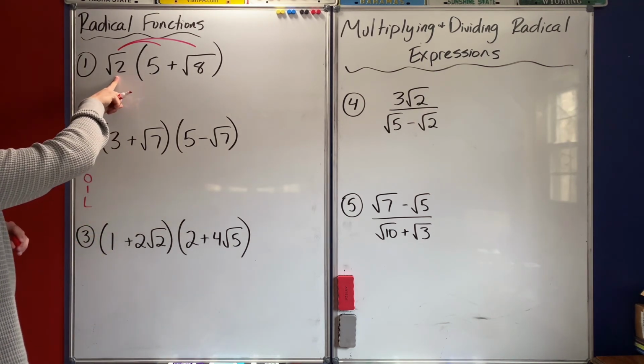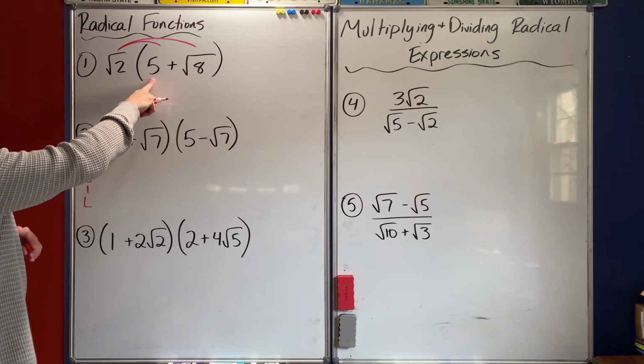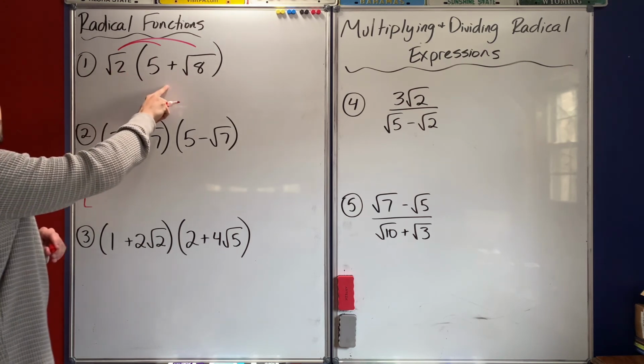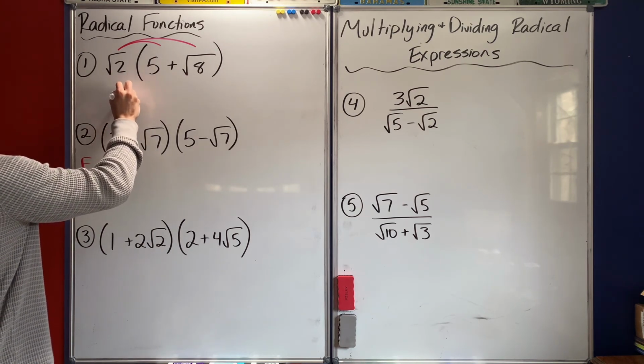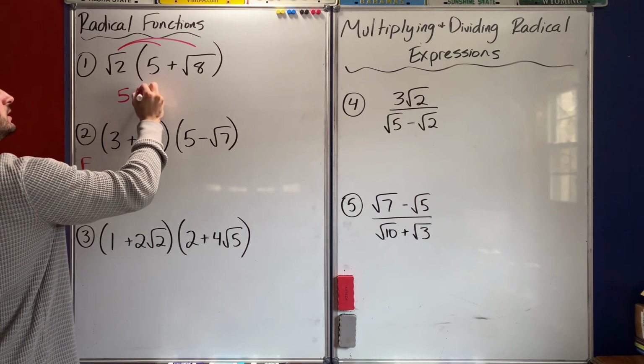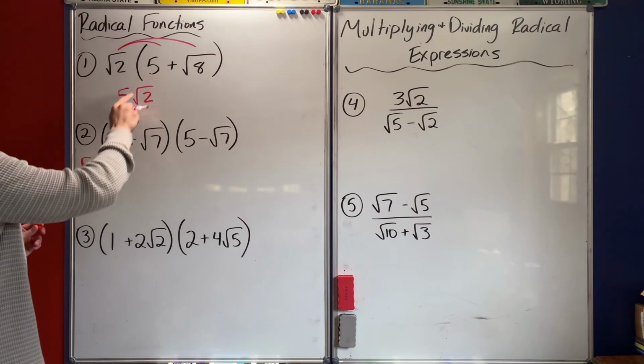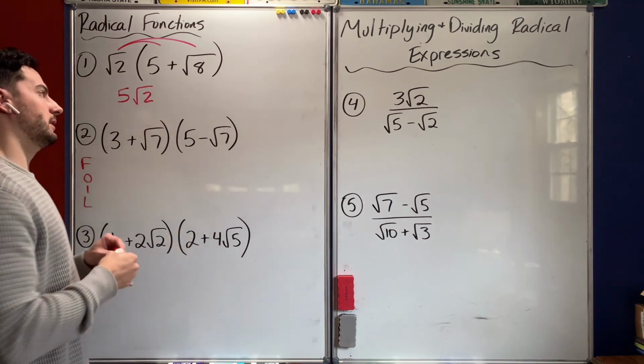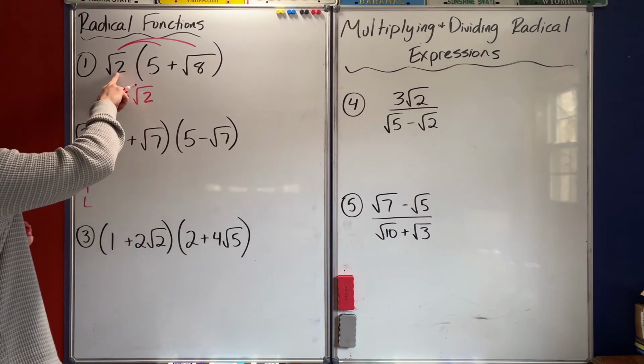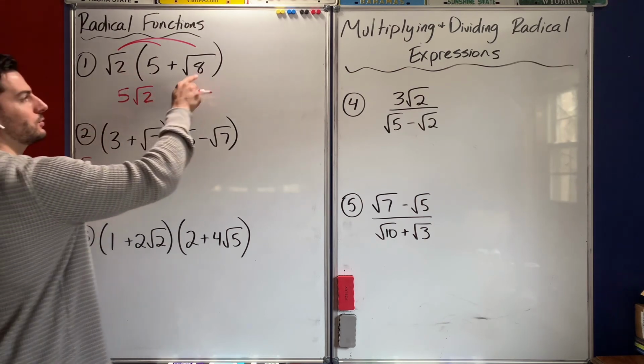So if I did square root of 2 times 5, again, that is a radical times a whole number. So in that case, I would just kind of lump them together. 5 times the square root of 2, right? Kind of like if it was x times 5, it would be 5x. Same idea, okay?